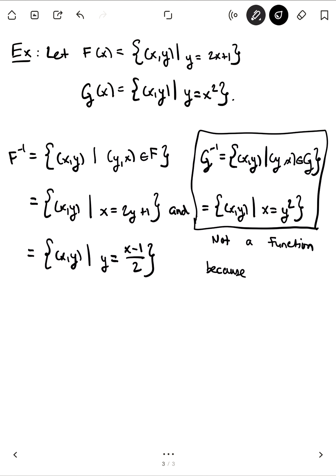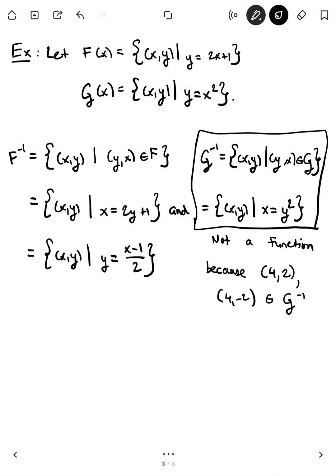Not a function, because why? Because you can find, for example, two points with the same first coordinate. (4, 2) and (4, negative 2) are both in g inverse. Okay.